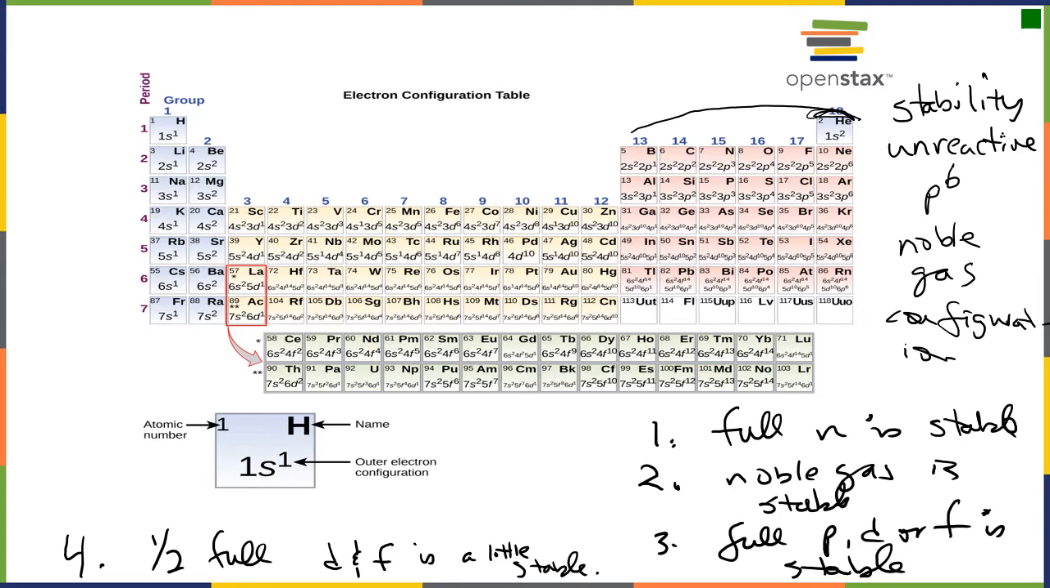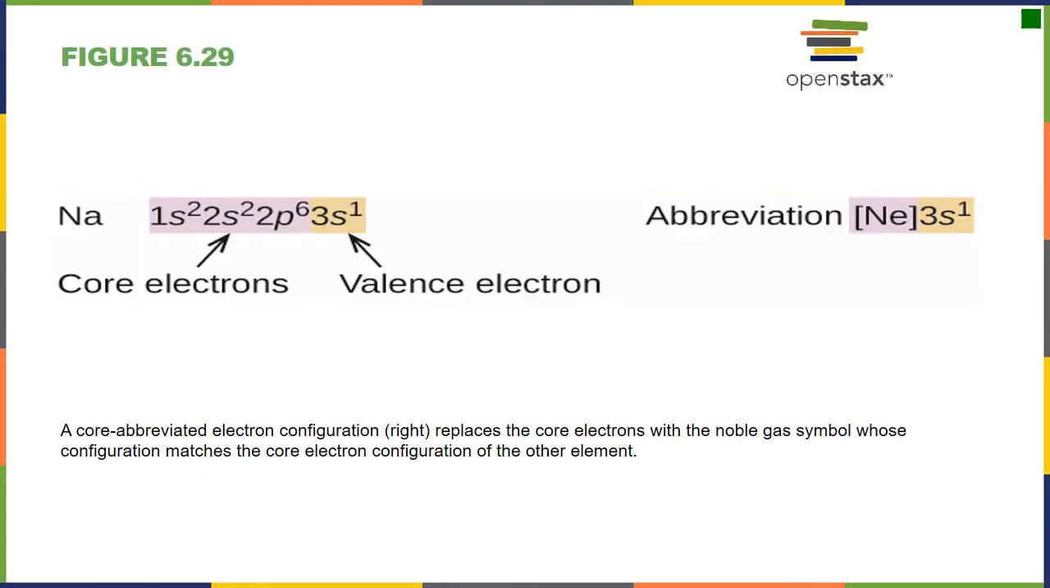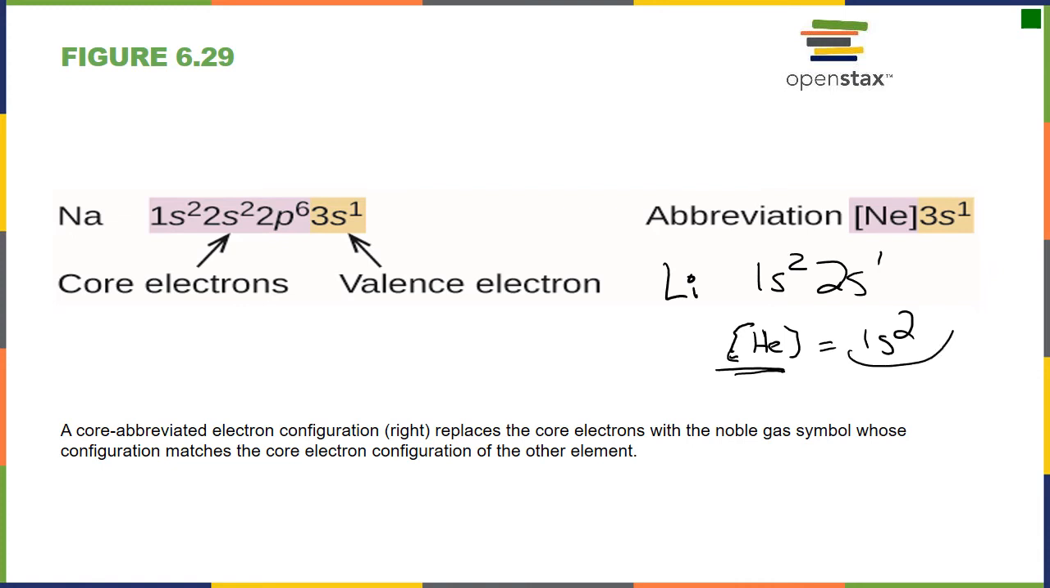So with that in mind, we're going to use a shorthand. Our shorthand is we're going to go to the nearest noble gas, and we're going to use it for a set of what we're going to call core electrons. So let's start with lithium. We know that lithium is 1s2, 2s1, and we know that helium is the same as 1s2. Now we take the symbol for helium, He, and we put it in brackets, and this is going to be our abbreviation for 1s2. And we're going to say that lithium, instead of being 1s2, 2s1, is going to be [He] 2s1.